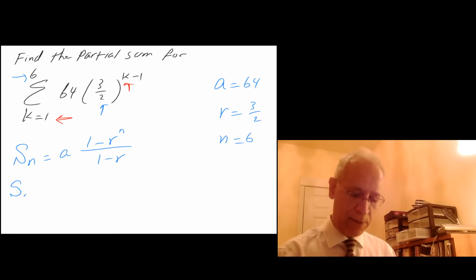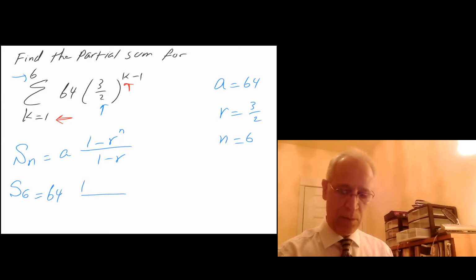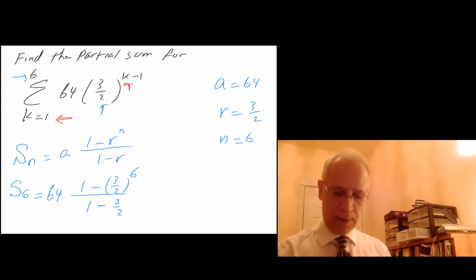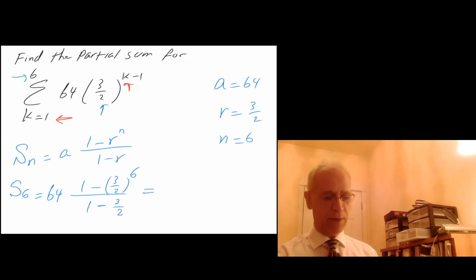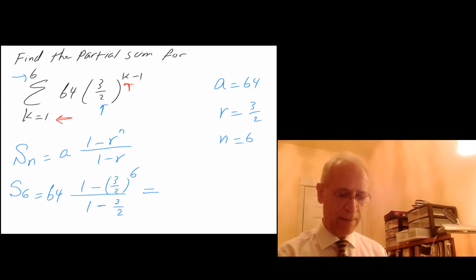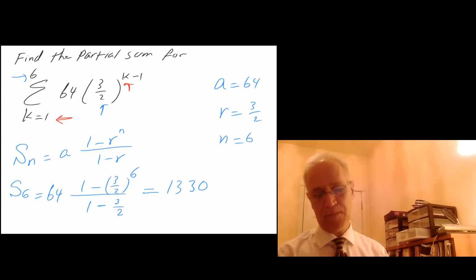So S sub 6 equals 64 times 1 minus the common ratio of 3 half to the power of 6 all over 1 minus 3 over 2. Simplify that, and you will get 1,330. Thank you, and I'll talk to you soon.